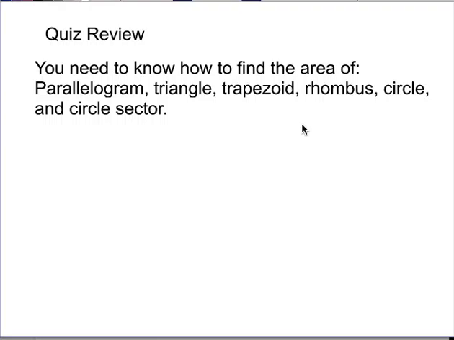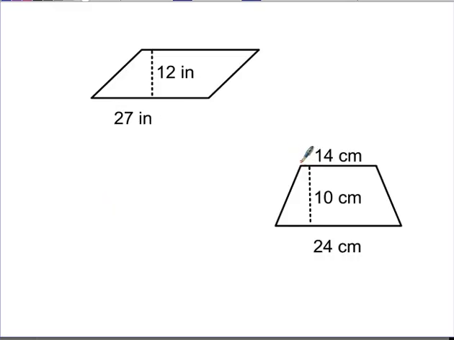You have a quiz tomorrow. You need to know how to find the area of the following things: a parallelogram, a triangle, a trapezoid, a rhombus, a circle, and a circle sector. It sounds like a lot, but really it's like one problem for most of those things. If you can do those, then you'll be fine for the quiz. Just a couple of examples to go through to refresh your mind on the formulas for each of these things.